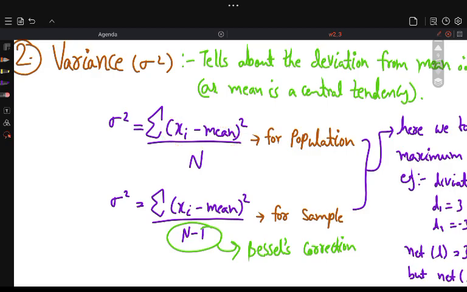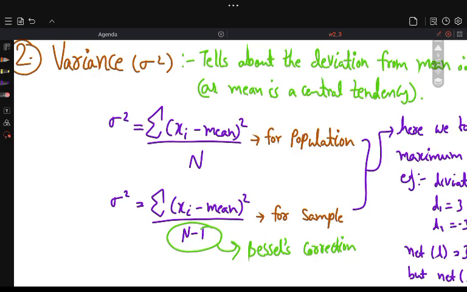What does mean signify in the first place? Mean, which we studied under the measure of central tendency, right? So mean represented a central value. In our first case, when we saw the measure of central tendency, we read about mean, median, and mode, right? So what does mean signify? Mean actually signifies how much the data is at the center, right? As it is a measure of central tendency.